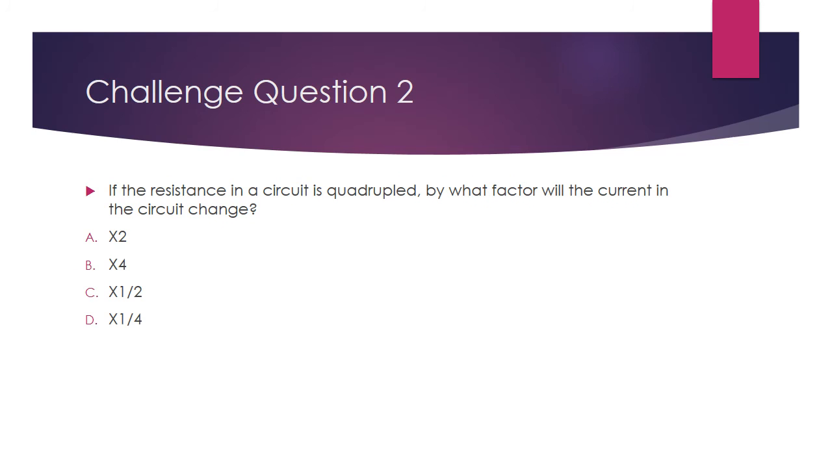Time for another question. If the resistance in the circuit is quadrupled, by what factor will the current in the circuit change? It will be 1/4 as much this time. So they are inversely proportional.